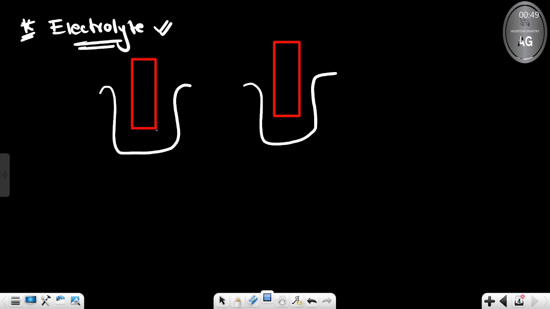Okay, here I am placing another rod. Two rods have been placed. Now you see, these are two different. This entire setup is called an electrochemical cell.